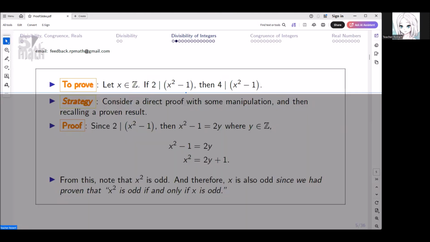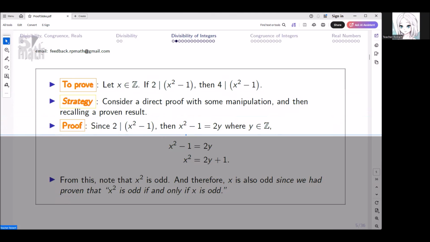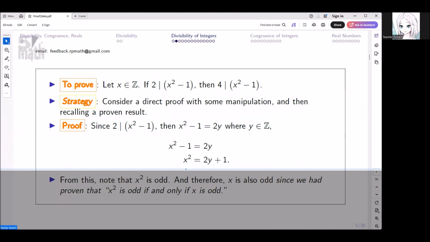To prove, let x be an element of the integers. If 2 divides x squared minus 1, then 4 divides x squared minus 1. Strategy. Consider a direct proof as some manipulation, and then recalling a proven result. Proof. Since 2 divides x squared minus 1, then x squared minus 1 equals 2y, where y is an element of the integers, and we have this.